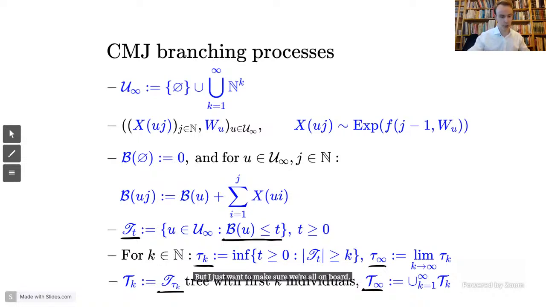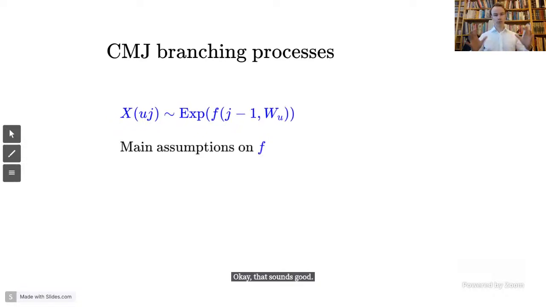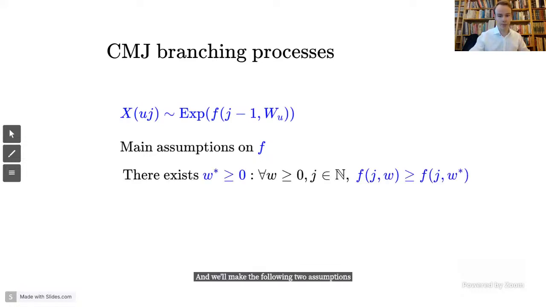Okay, that sounds good. Right, so we have these interbirth times that are exponentially distributed, and we'll make the following two assumptions on the function f. First, we're going to assume that there exists some global minimizing weight, meaning that for any j and w, f of j and w is going to be at least f of j and w star. And this is sort of a technical condition that made a lot of things a little bit easier for us. It's not entirely clear to us if we can remove it, but there we go. So let's just assume this is true for now.